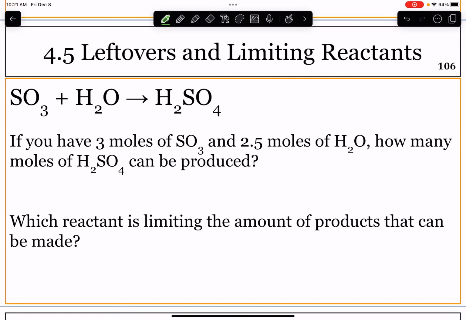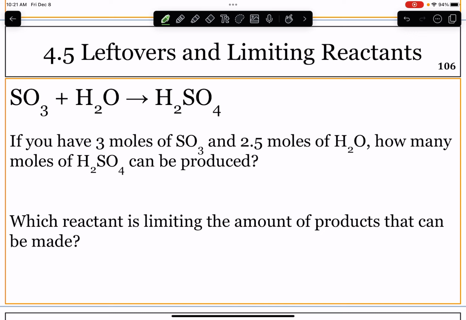In this video, we will talk about stoichiometry with leftovers and limiting reactants. So let's take a look at this example. We have this chemical reaction where 1 mole of SO3 reacts with 1 mole of H2O and it produces 1 mole of H2SO4. The problem says if you have 3 moles of SO3 and 2.5 moles of H2O, how many moles of H2SO4 can be produced?